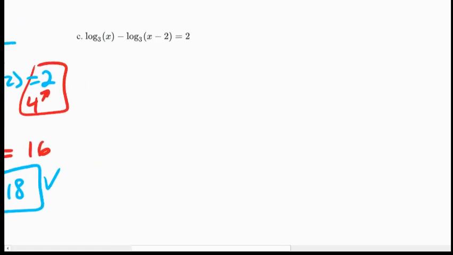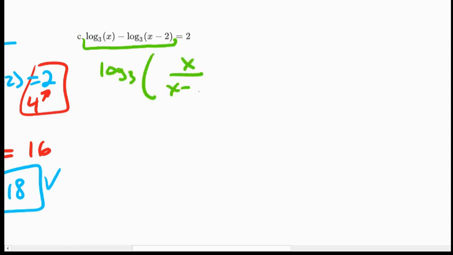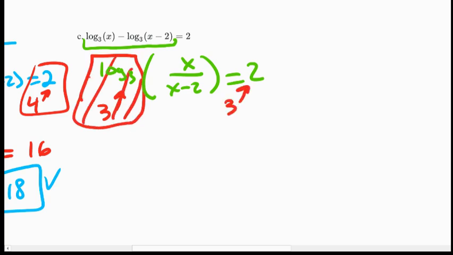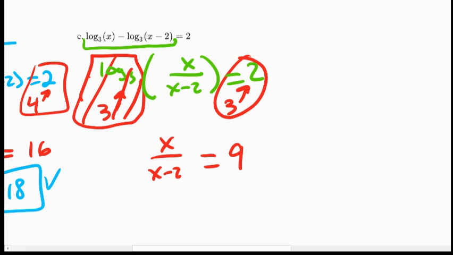And last one here, another log problem. First, I got to condense these together here. So since I'm subtracting, that's really going to become log base 3 of x over x minus 2. Now that I've condensed it into a single log, I'm going to get rid of that log by raising both sides to an exponent with a base of 3, which leaves me with x over x minus 2 equals 3 to the power of 2, which is 9.